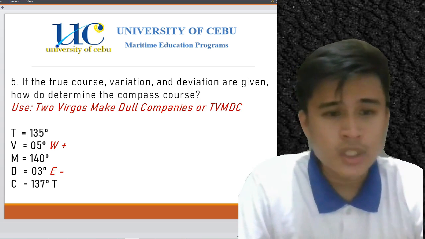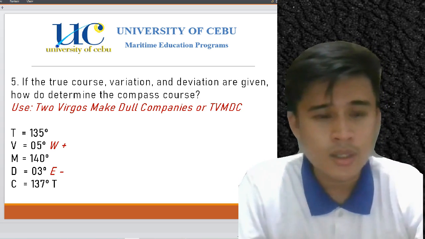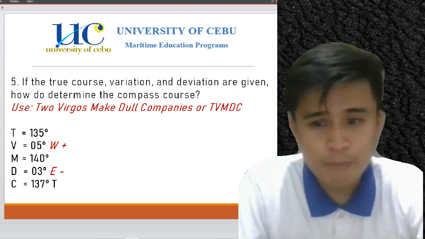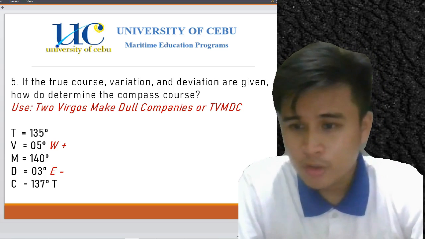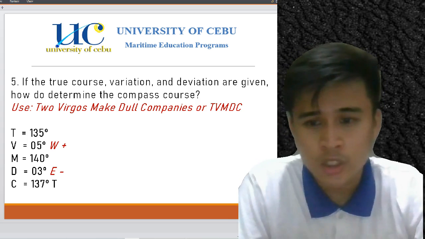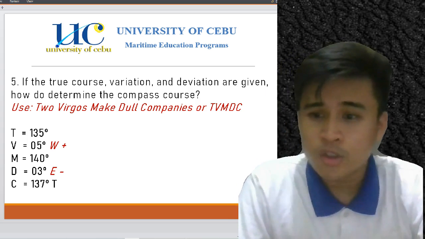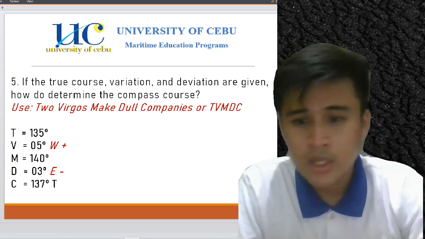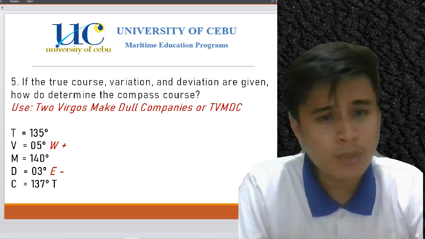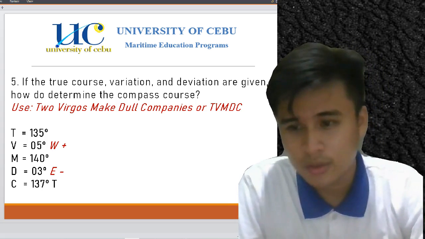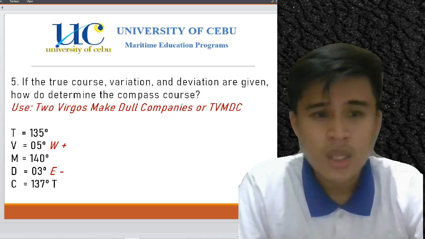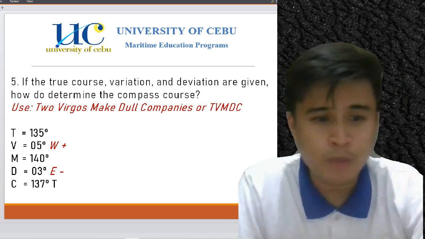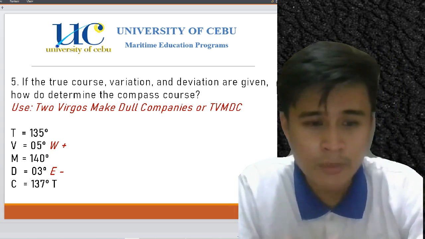So number 5, if the true course, variation, and deviation are given, how do you determine the compass course? In this example, the true course, variation, and deviation are given. In uncorrecting the compass, we will use the abbreviation. Always remember that west direction always add and east direction always subtract. Since variation is west, simply add it to the true course to get the magnetic course. And since deviation is east, subtract it to get the compass course. As you can see in my example, the compass course is 137 degrees true.